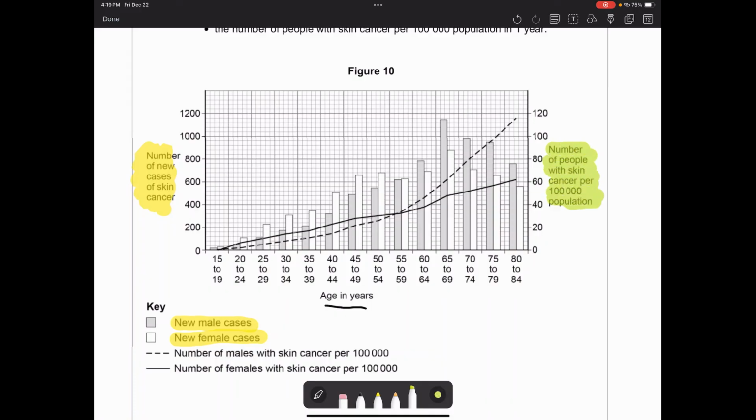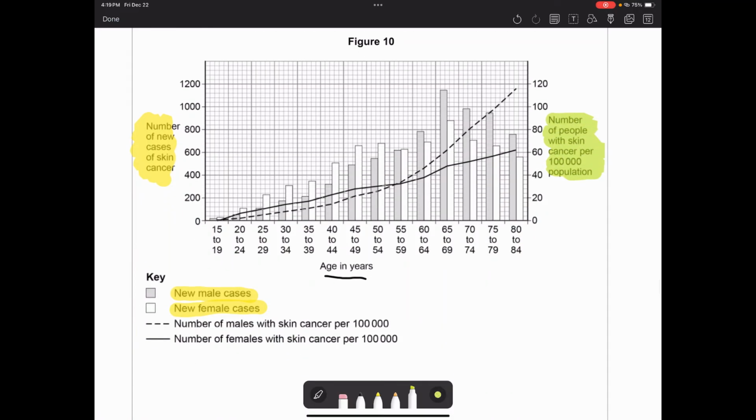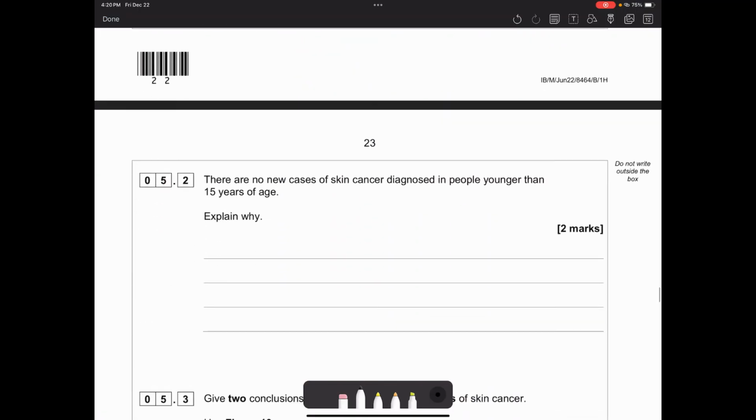So what I would be doing is breaking it down and seeing what part of the graph is actually telling you what thing. So you can see on your first y-axis, it's about the new cases, which I've highlighted in yellow. The right side of the graph is the number of people with skin cancer per 100,000 people in the population, and that's what I've highlighted in green. So the lines are linked to the green part of the graph, the right y-axis, but the yellow part is related to the left. So take the time, make sure you understand this graph before you then dive into the questions.